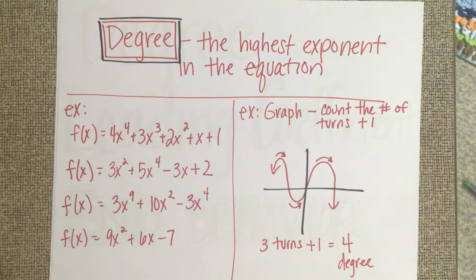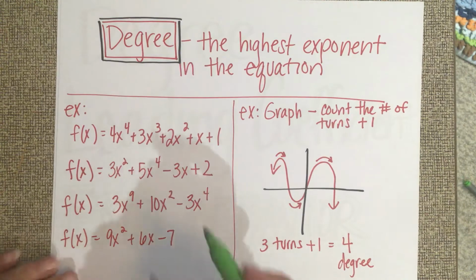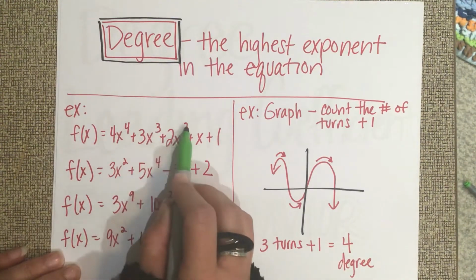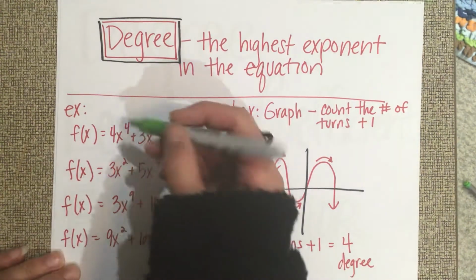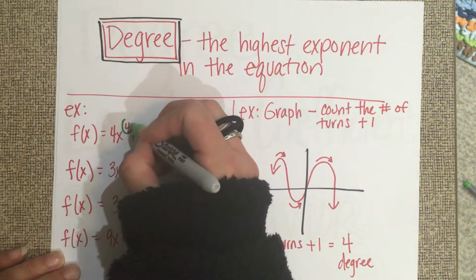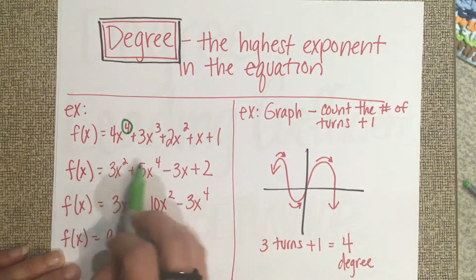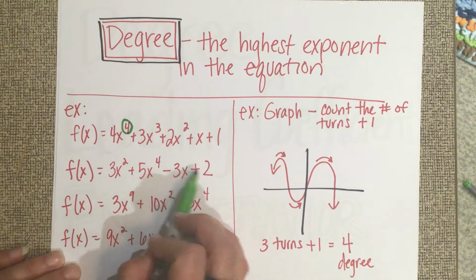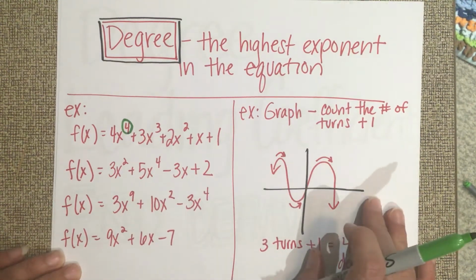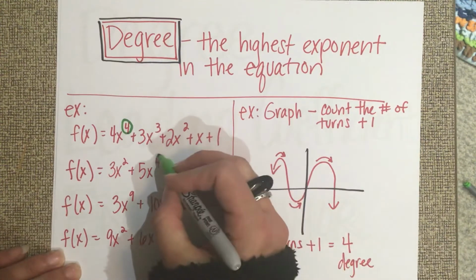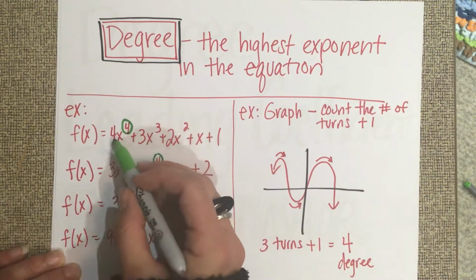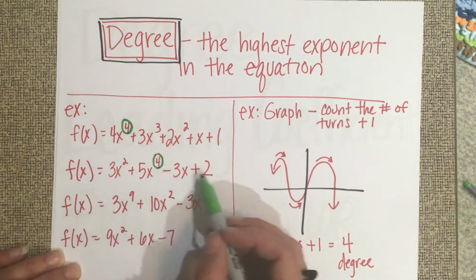All right, so degree, the highest exponent in the equation, no matter where that highest exponent is. For example, on these examples here, we have 4, 3, and 2. So obviously 4 is my highest one, so my degree on the first one would be 4. For the second one, notice it's 2, 4. That has an exponent of 1, and then that one doesn't have an exponent at all. So 4.